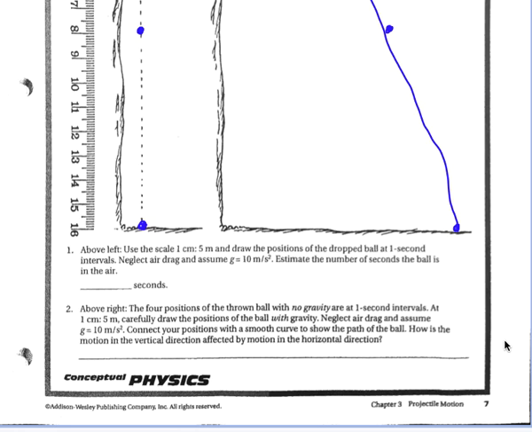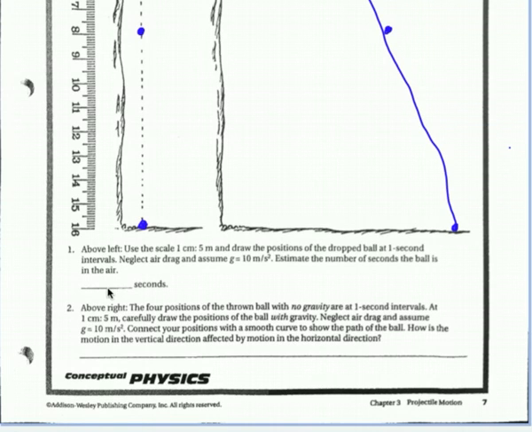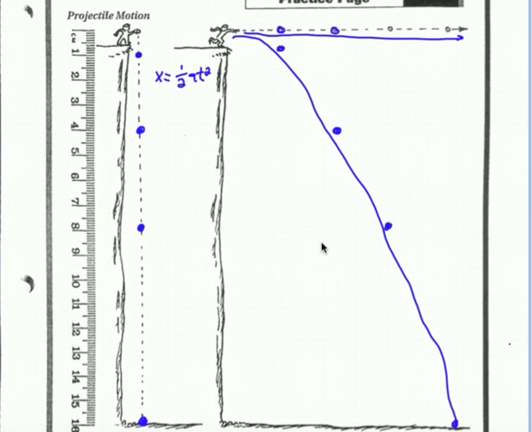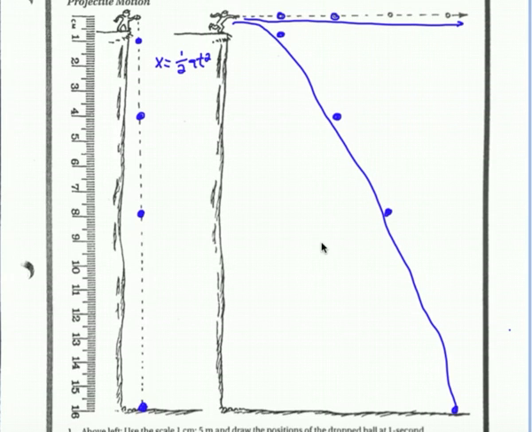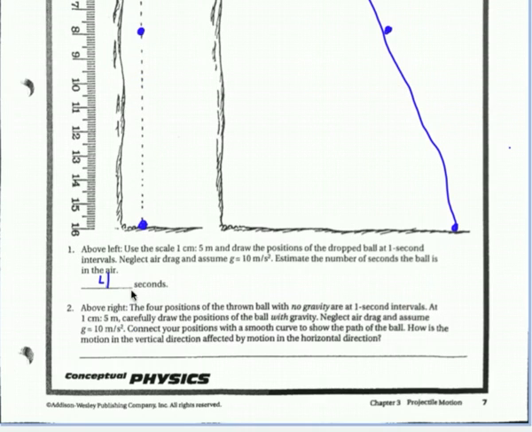Okay. Estimate the number of seconds the ball is in the air. We know it's in the air for about 4 seconds. And then it asks, how is the motion in the vertical direction affected by the motion in the horizontal direction? So you can see that the motion in the vertical direction is not affected by the motion in the horizontal direction.